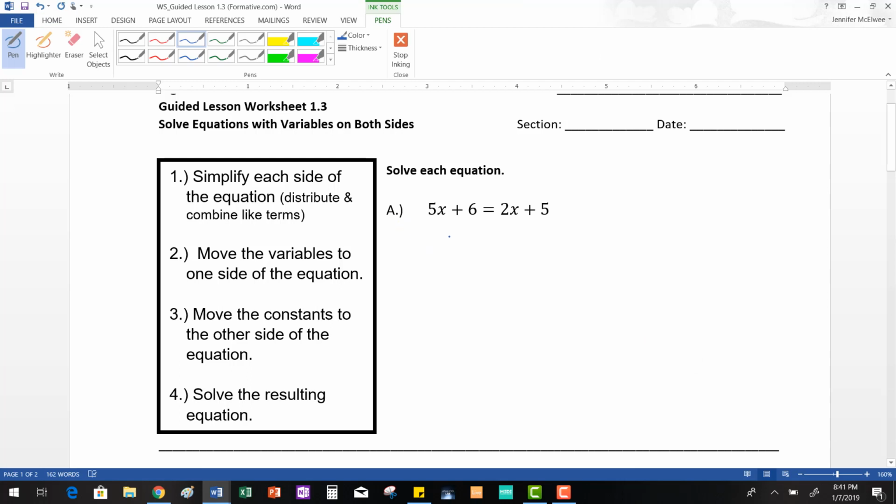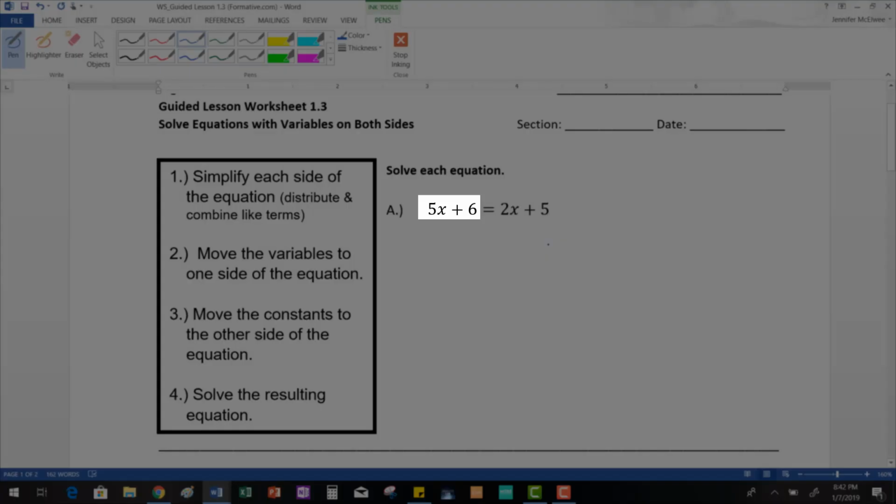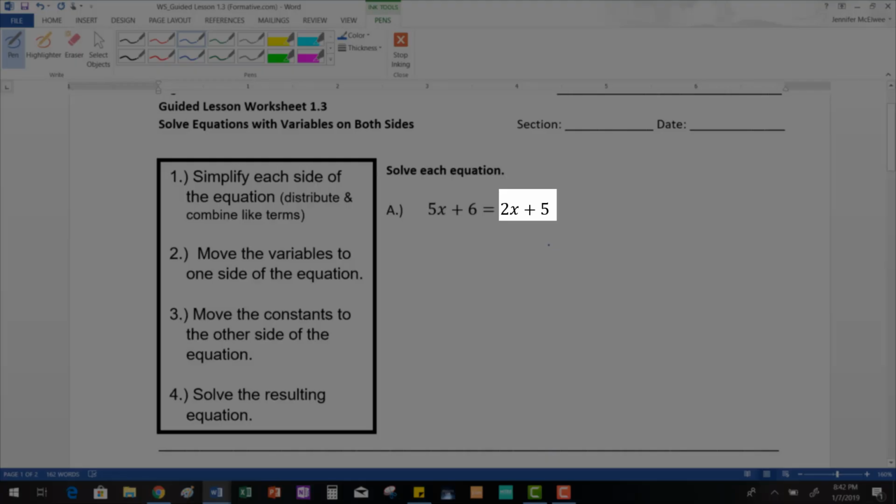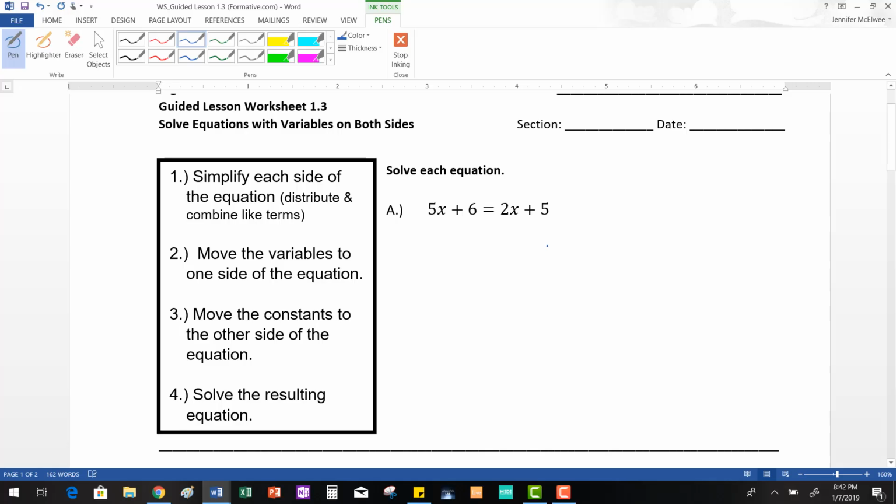Okay, so problem A says 5x plus 6 is equal to 2x plus 5. Again, the first thing we're looking to do is see if we need to simplify anything. So I'm going to look on the left side of the equation. It says 5x plus 6. I don't see any place where I'd have to distribute or combine like terms. When I look on the right-hand side, it says 2x plus 5. Again, there's nothing to distribute. There are no like terms to the right of the equal sign.